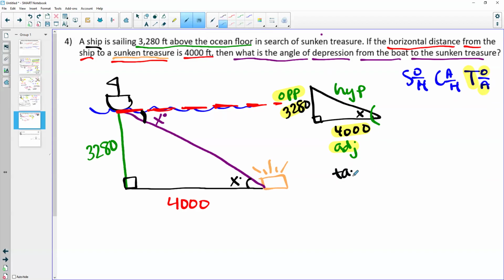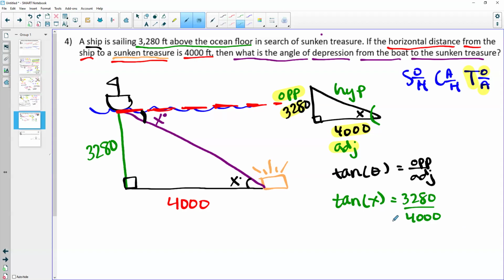Our ratio for tangent, remember that's tangent of theta is equal to opposite over adjacent. Plug in our values in here. We got tangent of, well, theta is the angle, so x is equal to opposite over adjacent, which is 3,280 over 4,000.